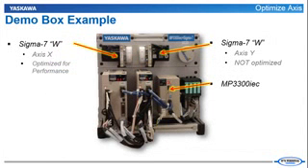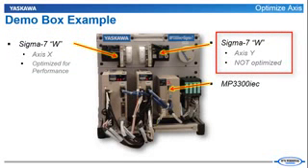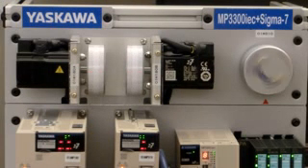Now I'd like to demonstrate the effect of the Optimize Axis feature using 2 motors on the standard MP3300 IEC and Sigma7 demo. The Sigma7 W amplifier runs 2 identical motors with identical loads. On the left, the X-axis has been optimized for performance in hardware configuration, and on the right, the Y-axis has not been optimized. The MP3300 IEC is programmed to command the same cam profile on both axes.